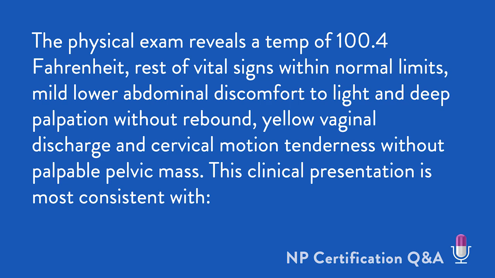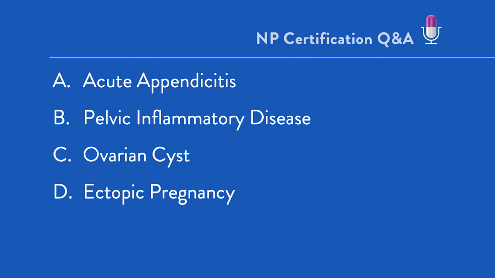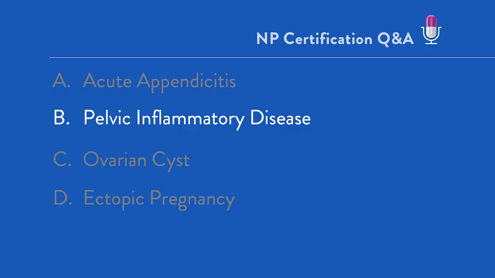Mild lower abdominal discomfort to light and deep palpation without rebound, yellow vaginal discharge, and cervical motion tenderness without a palpable pelvic mass. The clinical presentation is most consistent with A, acute appendicitis, B, pelvic inflammatory disease, C, ovarian cyst, D, ectopic pregnancy. And the correct answer is B, pelvic inflammatory disease.